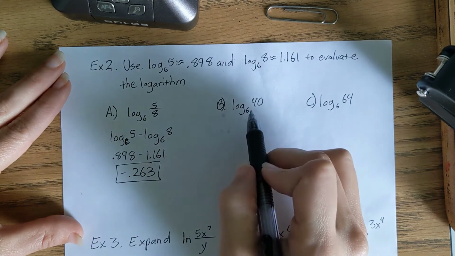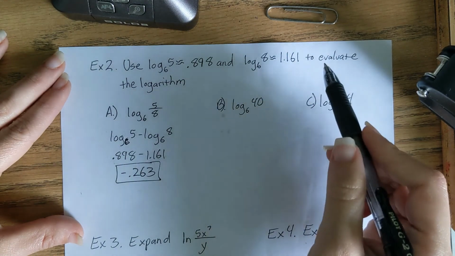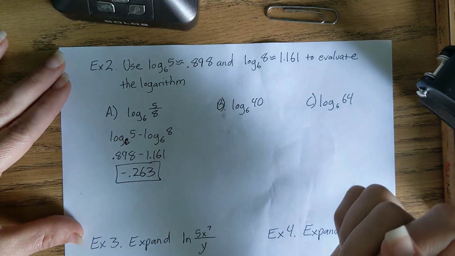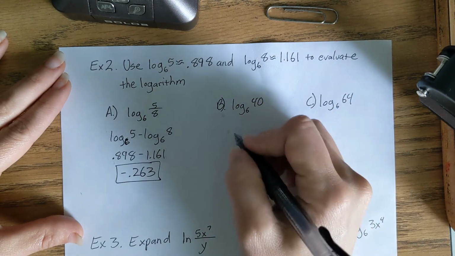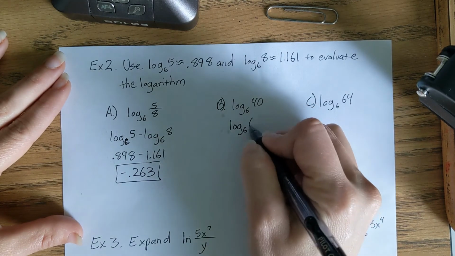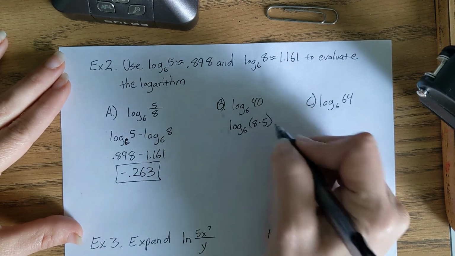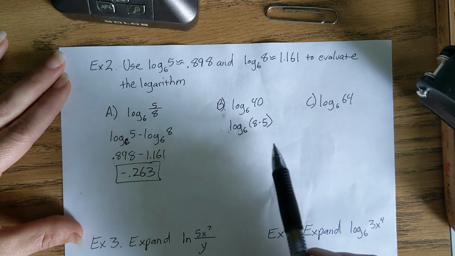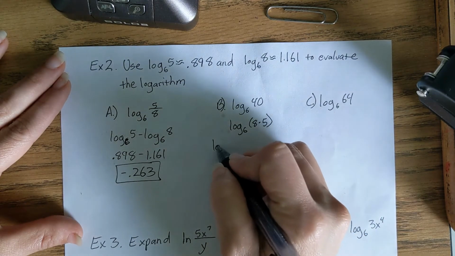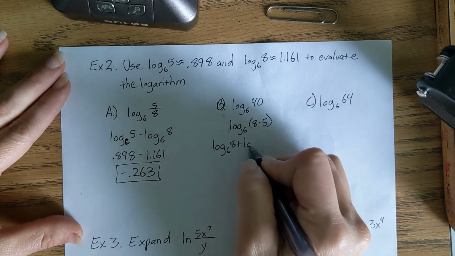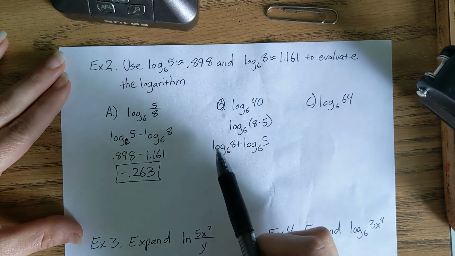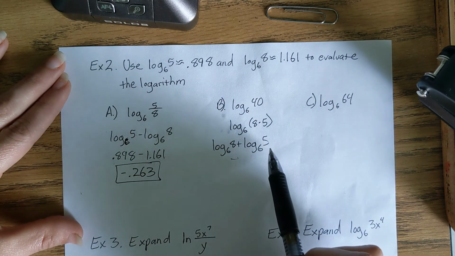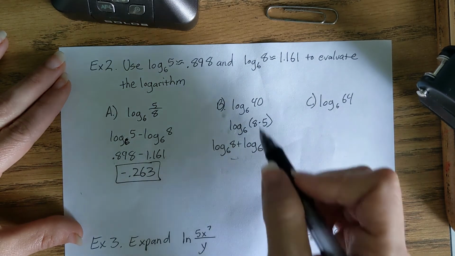Okay, so I don't know what log 640 is. They didn't give that to me, but I do know that 40 is a product of 8 and 5, right? 8 times 5 is 40. So I can go ahead and rewrite that as log 6, 8 times 5. And then I know from my properties of logs that the multiplication can expand into addition, right? So I can put here log 6, 8 plus log 6, 5. And then we know what the approximation of log 6, 8 is. It's right there. We know the approximation of log 6, 5. It's right here. So we're just going to substitute those values in.